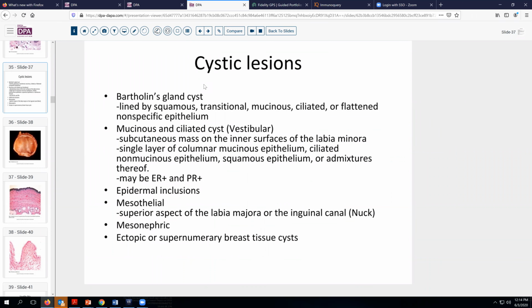And then there also are so-called mucinous and ciliated cysts, which may be Cowper's glands or vestibular cysts related. These tend to be ER/PR positive. And then, of course, just the usual epidermal inclusions. And rarely a mesothelial inclusion cyst, particularly if you're near where the round ligament would originate. Ectopic breast tissue, of course, can give you cystic changes as well.